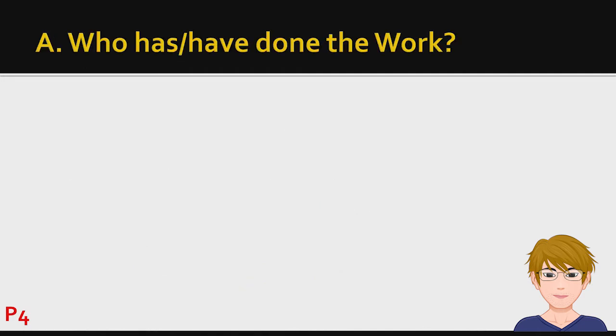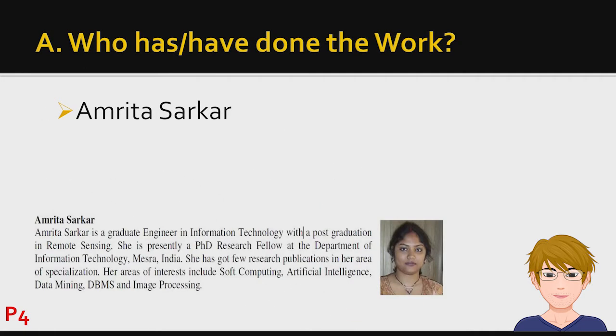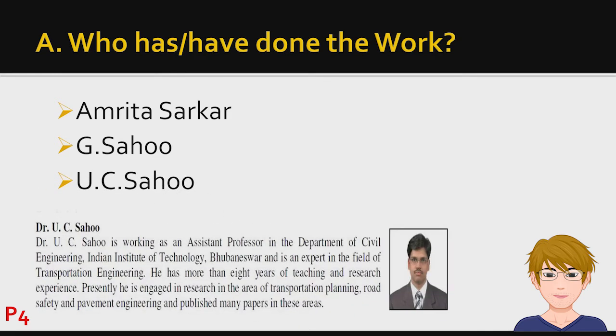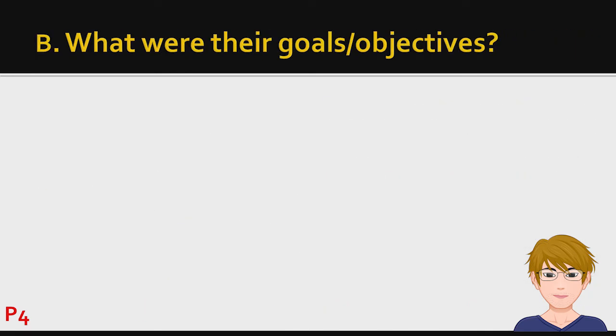Let's proceed to the next paper, paper number 4, The Application of Fuzzy Logic in Transportation Planning. Letter A, who has or have done the work? First is Amrita Sarkar. Number 2 is Dr. G. Sahu. And the third is Dr. U.C. Sahu.